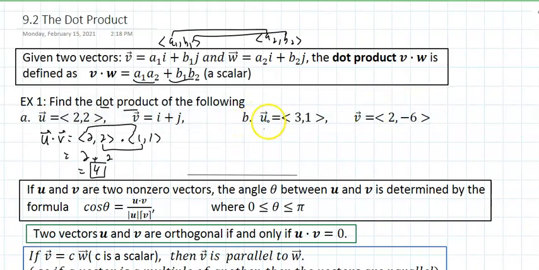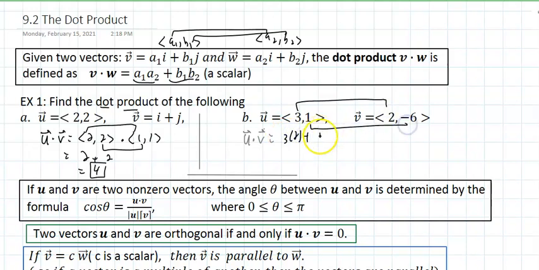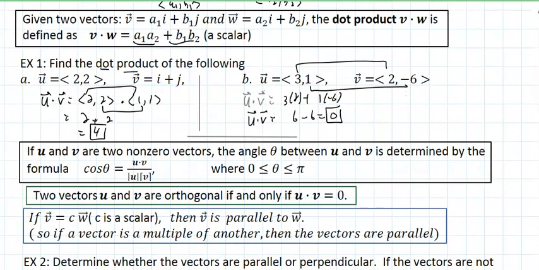And if I was given another two vectors and I wanted to find the dot product of those, again, it's fairly simple. u dot v is going to equal the i times the i, 3 times 2, plus 1 times negative 6. u dot v will equal 6 minus 6, which is a 0. And that's pretty much it. That's how you find the dot product.